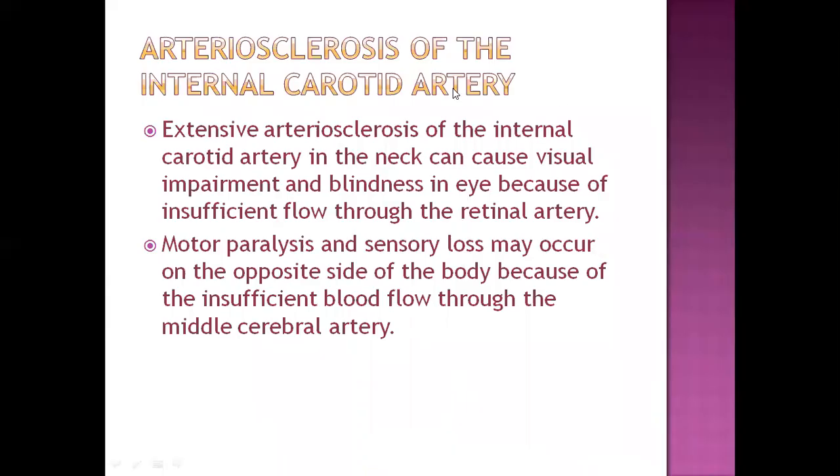Extensive arteriosclerosis of the internal carotid artery in the neck can cause visual impairment, because the central artery of the retina is an end artery, and when it blocks, it causes blindness in the eye due to insufficient flow. And whenever the middle cerebral artery gets blocked, motor paralysis and sensory loss may occur on the opposite side of the body because of insufficient blood flow through the middle cerebral. The middle cerebral is a major blood supply, and it supplies the whole of the motor cortex. So that's why it is very, very important.